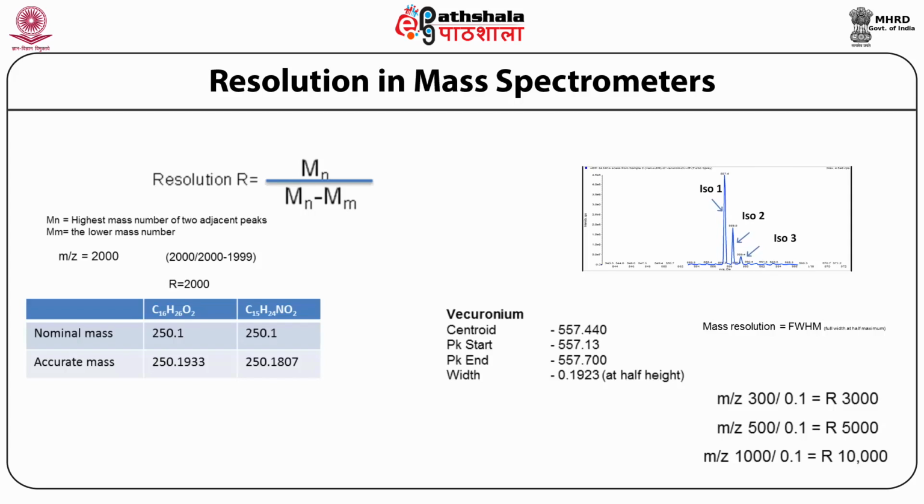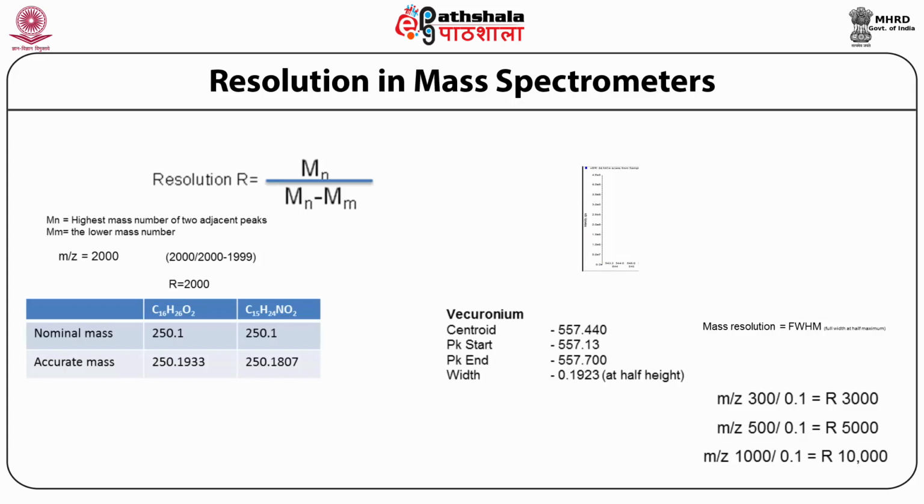When it comes to mass spectrometers, how do we do it? When you open the data from the mass analyzer, you will get a centroid mass. It just takes where the peak starts and where the peak ends. For example, in this picture in the top right-hand corner, the peak starts at 557.13 and the peak ends at 557.7, and the centroid is 557.4. When you subtract the peak start from the end, you get a value of 0.1923, and by the calculation of full width at half maximum, 557.44 divided by 0.1923 gives 2898, which is its mass resolution.